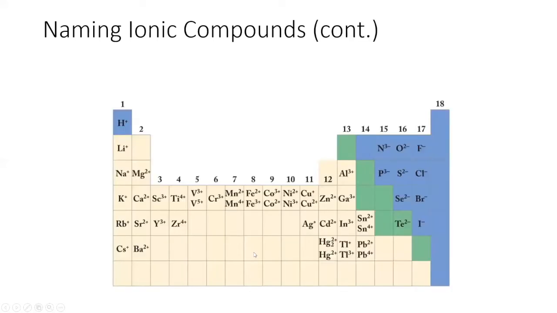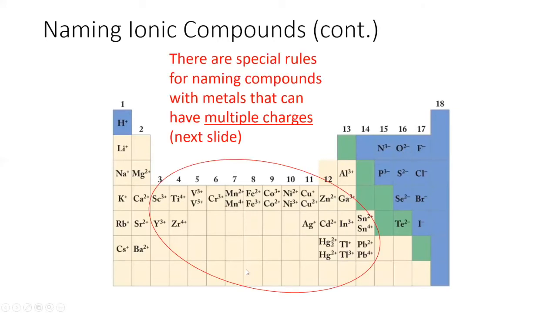Okay, so there are more complicated rules when you deal with the elements in the middle of the periodic table that don't faithfully adopt a single charge. We already talked about how, for the groups on the extremes of the periodic table, you pretty much know what charge they're going to adopt because they follow the octet rule. But those guys in the middle, which is again beyond the scope of this course, you don't really need to know how and why they adopt the different charges that they do. But because they can adopt multiple charges, we have to have some special rules for naming compounds that include these elements. So there are special rules for naming compounds with metals that can have multiple charges.